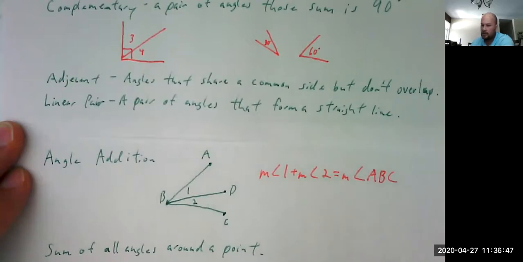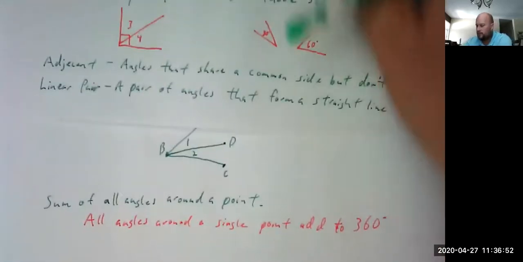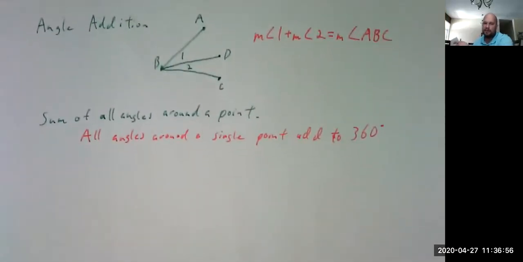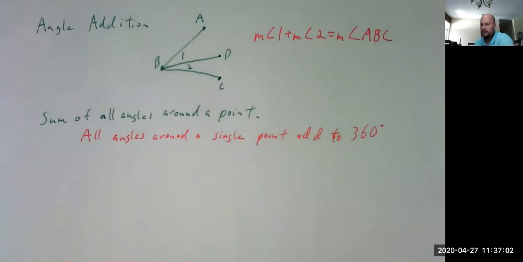Again, another way to think about that is in a circle. Let me scoot that up a little bit so you can see that. In a circle, you can say that there's 360 degrees in a circle. And again, that fact is actually based off of this. Around any single point, there's 360 degrees.